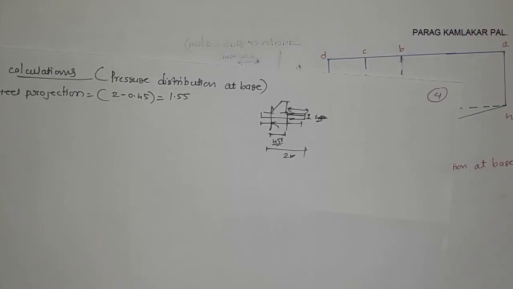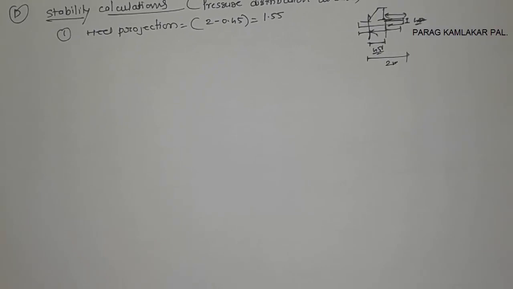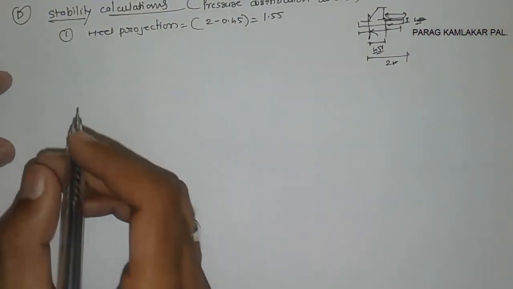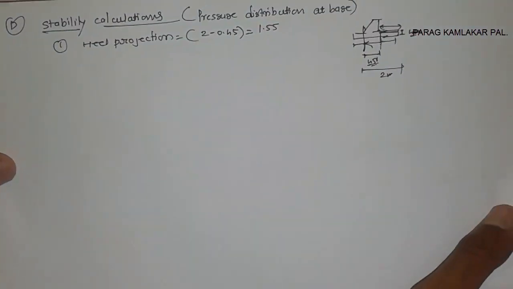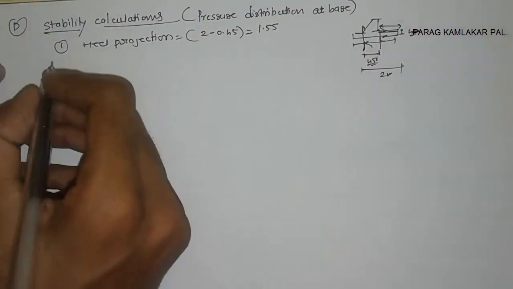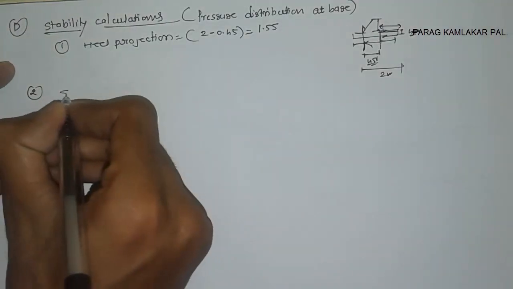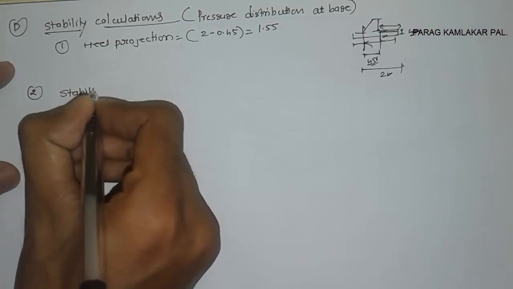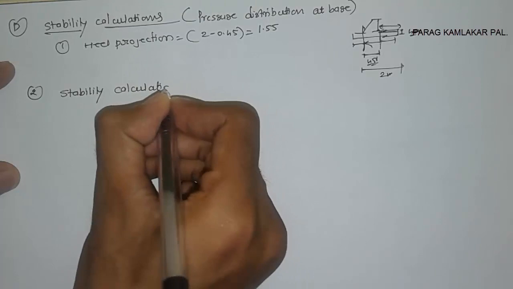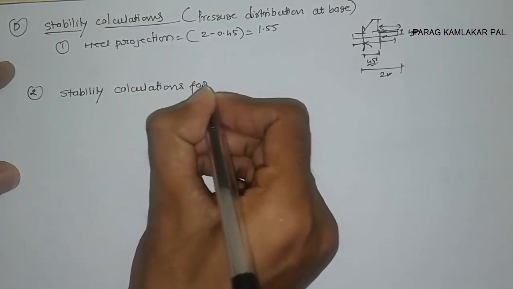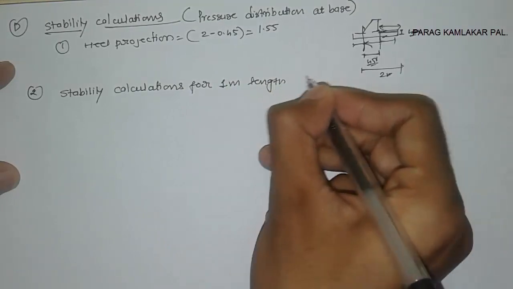Just let me first check and prepare some of the stability calculation first, sorry for this. First of all, we are going to calculate that Z value; our final output is Z. So first you need to calculate the stability calculation for 1 meter run of the wall. Stability calculations for 1 meter length of wall.